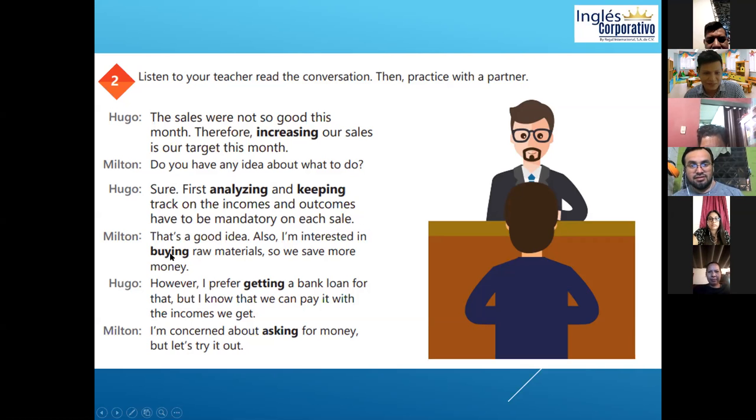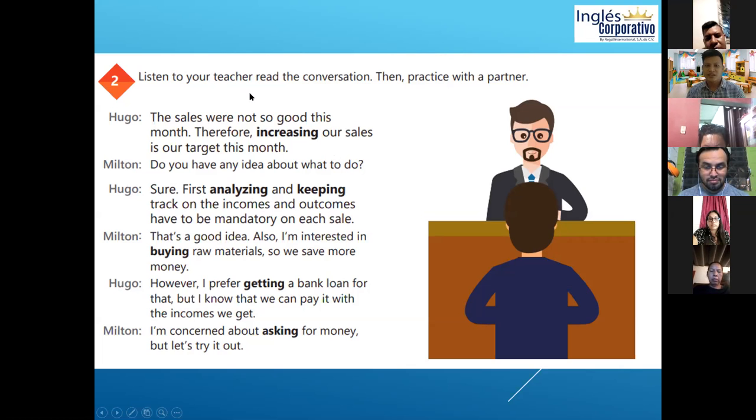Good idea. Raw materials. Ya se recuerdan que es raw materials, right? Save more money. Ahorrar más dinero. Getting a bank loan. Incomes. That's it. Let's write it out. Y luego que nos atrevamos o lo intentemos. Okay, that's good. Okay, nice, good.